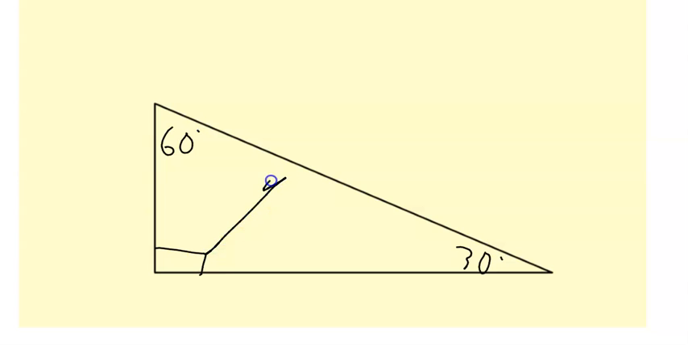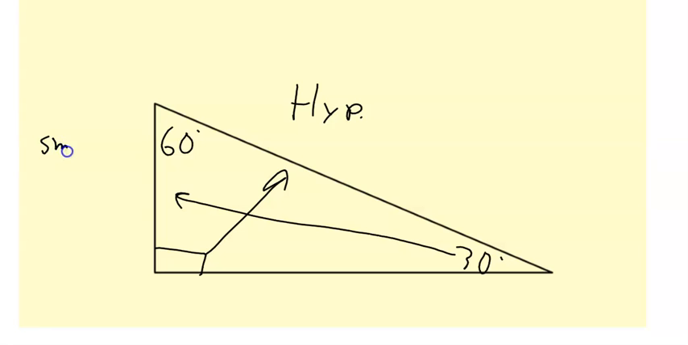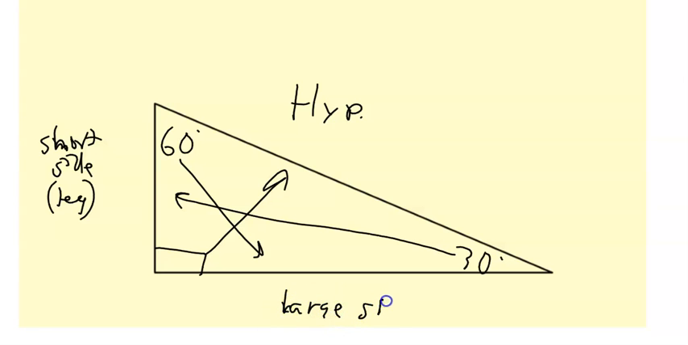Now, since it is a right triangle, we're still going to have a hypotenuse. But the only difference is we have the small angle here. So we have the small or short side or leg. And then we have, I guess you want to say, the large side or leg. But not the longest side, because remember, the hypotenuse is still the longest side.